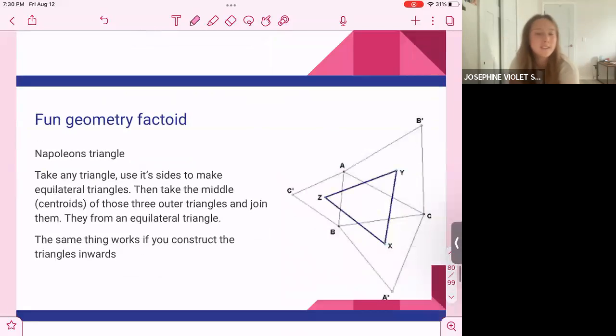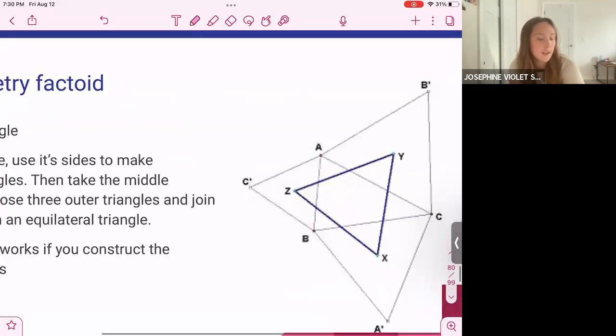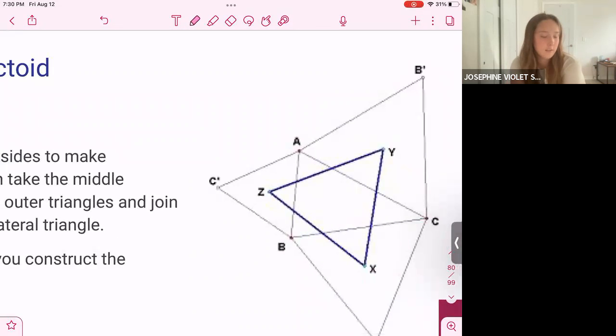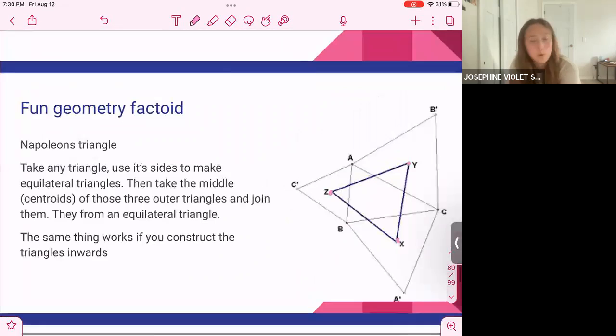Okay, so I'm going to take a little short intermission just for some cool geometry stuff. Basically, if you take any triangle at all, and then you use its sides to draw equilateral triangles, and then join the centers of those equilateral triangles, the triangle that you form is also an equilateral triangle. That's called Napoleon's triangle. It's attributed to Napoleon, the French guy, but there's nothing to really prove that he was the one to discover it. So I don't know if he was really the mathematician or what was going on.